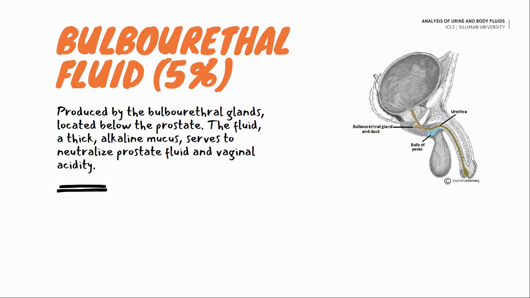In terms of sexual intercourse, the pH of the female genital, the vagina, is acidic. So to neutralize that, bulbourethral fluid is needed so that the sperm cells will not die. Okay? So that is for the physiology of our semen.